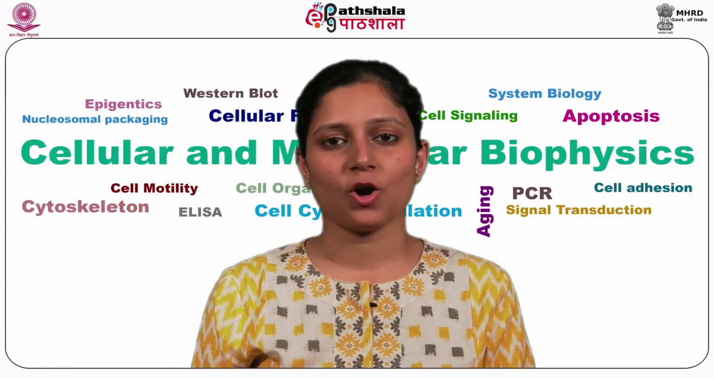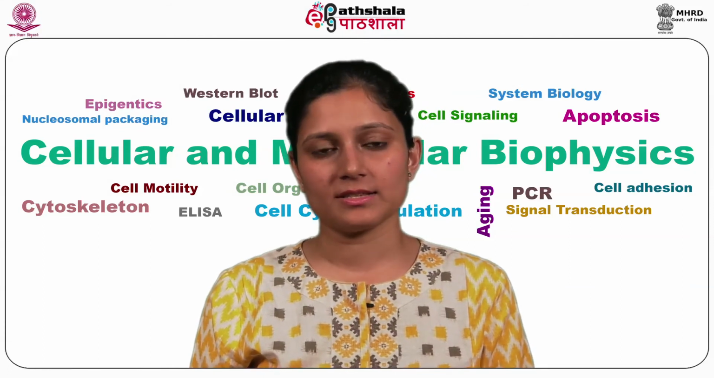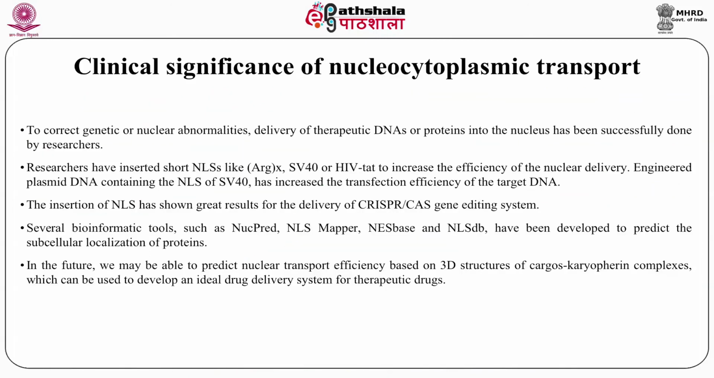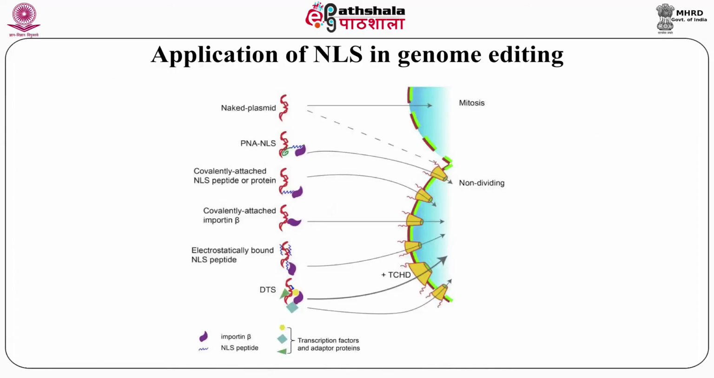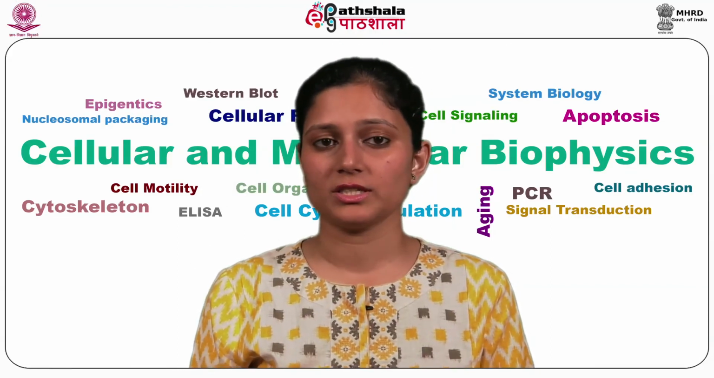To correct genetic or nuclear abnormalities, delivery of therapeutic DNAs or proteins into the nucleus has been successfully done by researchers. Researchers have inserted short nuclear localization signals like SV40 or HIV-TAT to increase the efficiency of the nuclear delivery. In this picture, you can see different methods of delivery of corrective DNA into non-dividing cells using karyopherins like importin and nuclear localization signal. These methods have increased the transfection efficiency of the target DNA.